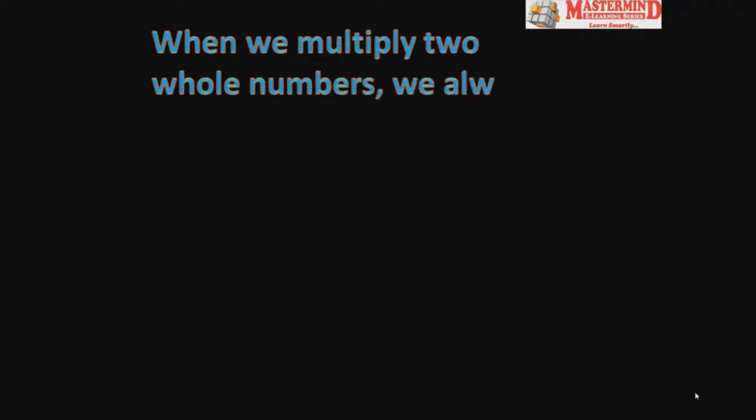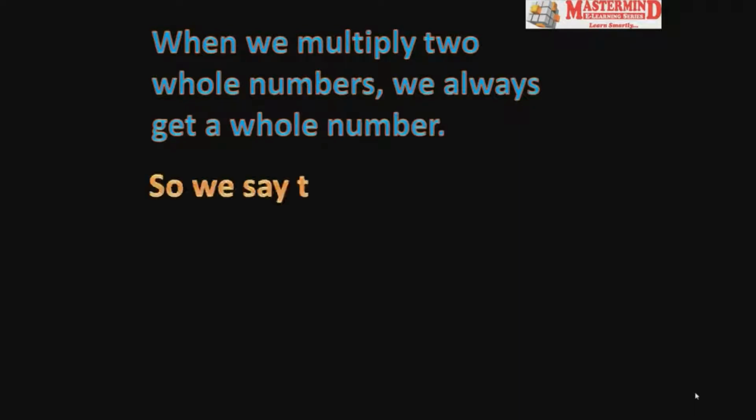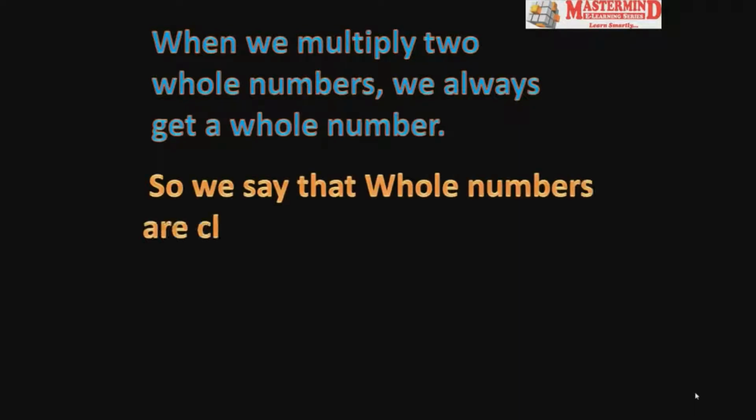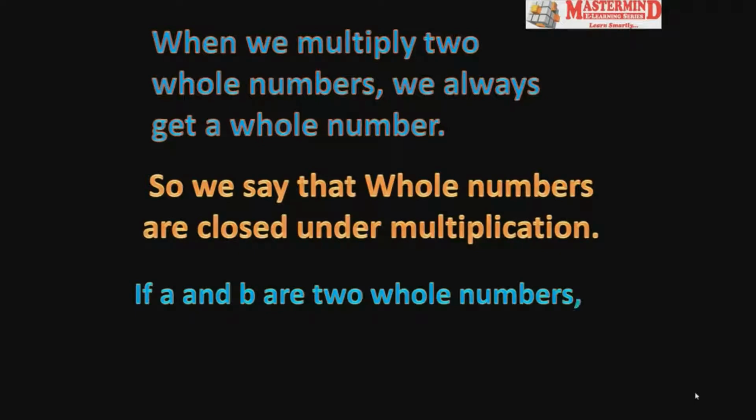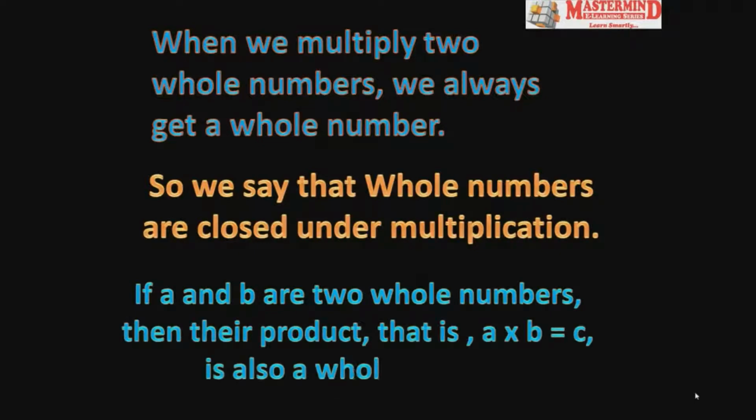So in general, if we multiply two whole numbers, we always get a whole number. So we can say that whole numbers are closed under multiplication. And if A and B are two whole numbers, then their product, that is A times B, which is C, is also a whole number. So this was the closure property.